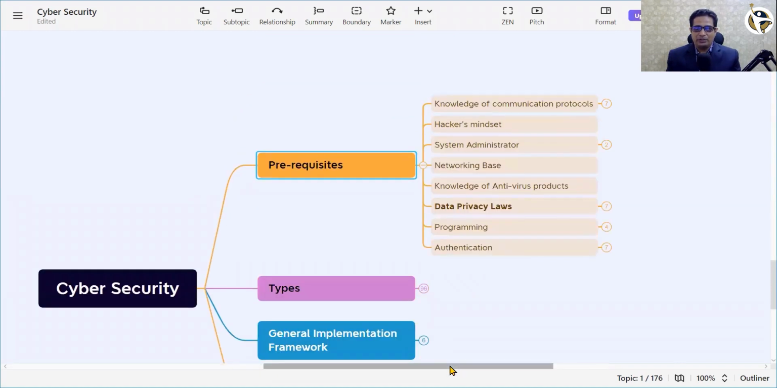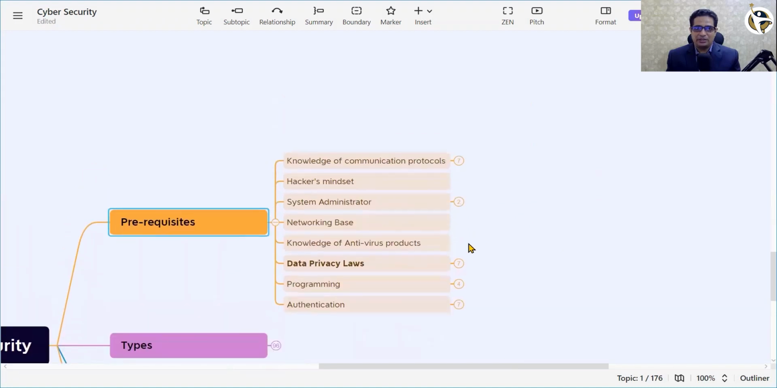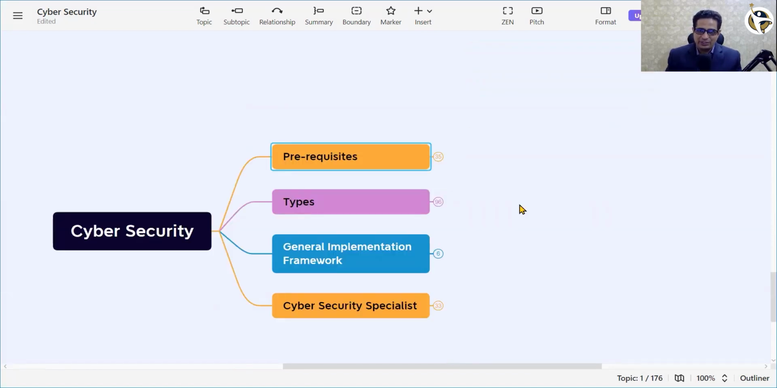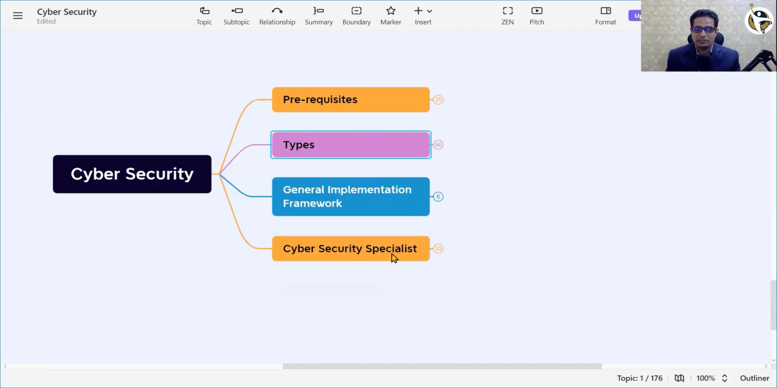If you want to build your career as a cybersecurity engineer, you need to have some basic knowledge of communication protocols. So as a cybersecurity engineer, there are some prerequisites you need to know. Then there are various types of cybersecurity, then some general implementation frameworks, and apart from that, some granular level details as a cybersecurity specialist we are going to discuss.